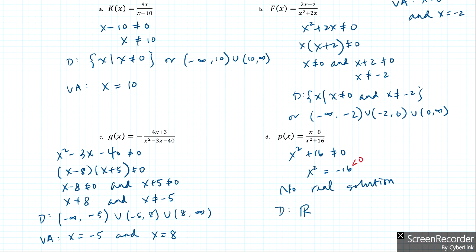You can use a fancy looking R to represent the set of all real numbers, or you can use the interval notation for negative infinity to positive infinity. Therefore, for vertical asymptote, because we don't have any domain restrictions, we can hit any value, then we would say there's none over here.